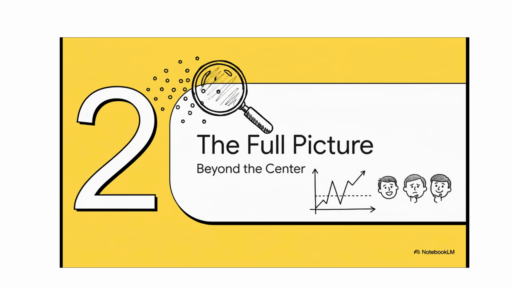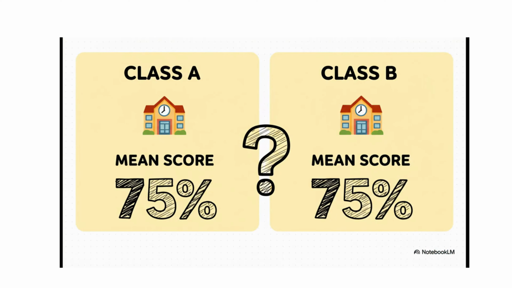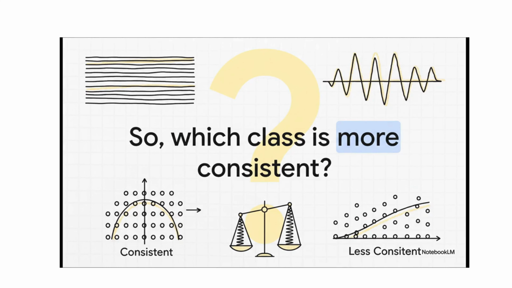So finding the center is awesome. It's a huge first step. But it is not the whole story, not even close. A good detective knows that you always need more context. Just knowing the average can actually hide some really important stuff. Okay, check this out. We've got two classes, Class A and Class B. And get this, they both have the exact same mean test score, 75%. Now, based on that alone, you'd probably think they performed pretty much the same. But did they really? We need to dig a little deeper.